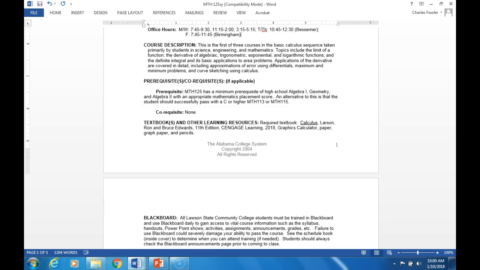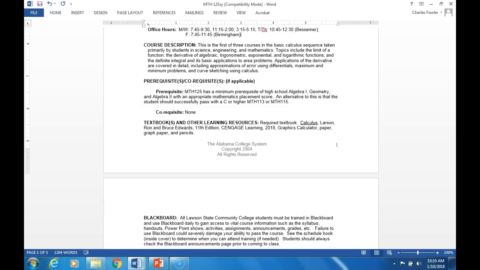Definite integral and basic application to area problems. Applications of the derivative are covered in detail. That's chapter 3. We won't do them in this order, but we'll do them in the order in the book. Chapter 3, applications of differentiation, including approximations of error using differentials. That isn't listed here specifically, but section 3.9 covers differentials. So we'll be covering that.